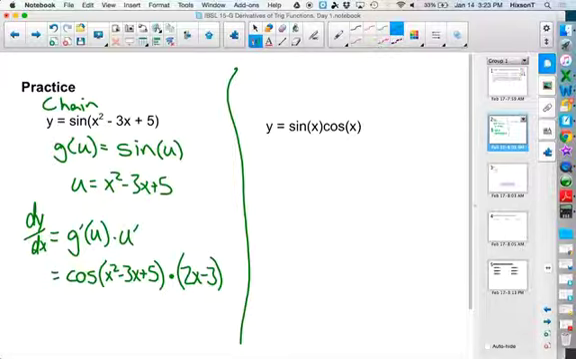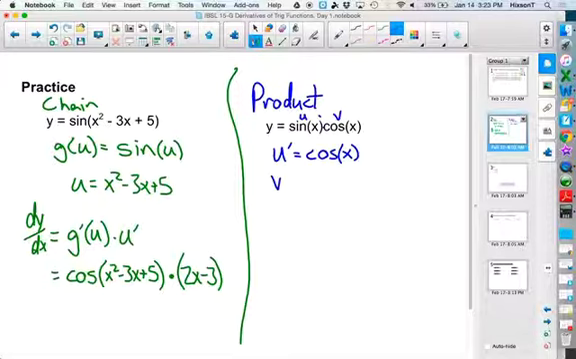So what are we going to use in this case? Product rule. Good. Okay, so sine is u, cosine is v, right? So u prime is cosine of x. And these are nice. They only have x's, so we don't have to use chain rule. All right? But what's v prime? Negative sine.